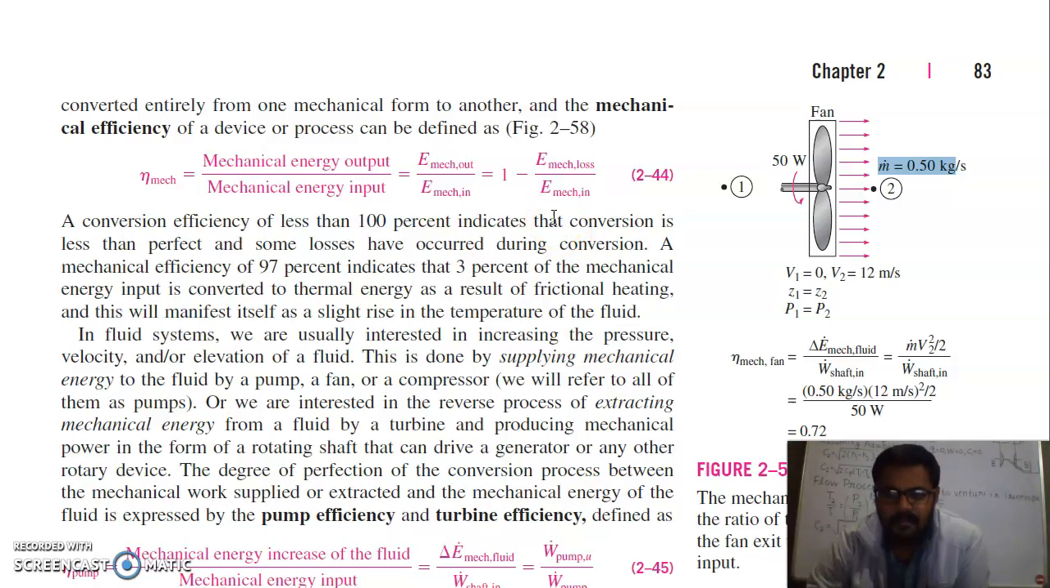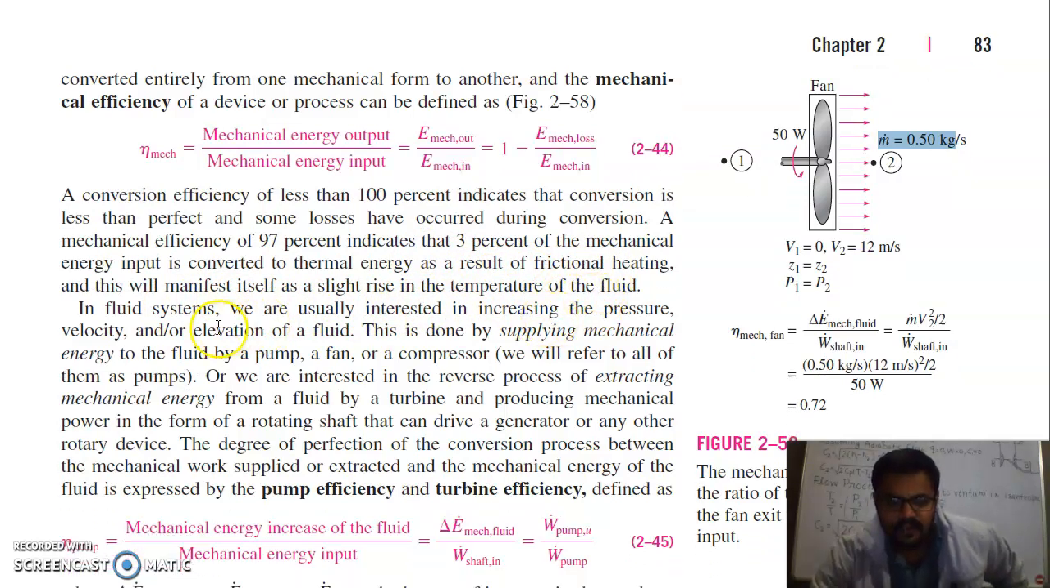Definitely there is a loss, which means if you convert heat energy into mechanical, there must be some loss, and vice versa also. A mechanical efficiency of 97% indicates that 3% of the mechanical energy input is converted to thermal energy as a result of frictional heating, and will manifest itself as a slight rise in temperature of the fluid. In fluid systems, we are usually interested in increasing the pressure and velocity. We are not interested in temperature. So this is done by supplying mechanical energy to the fluid by a pump or a fan or a compressor.